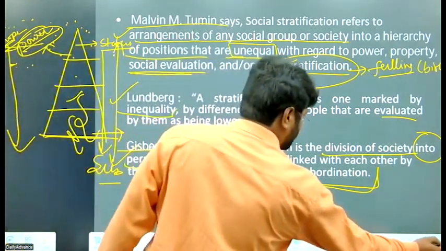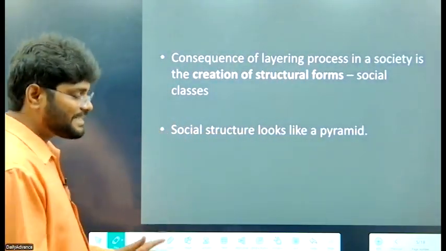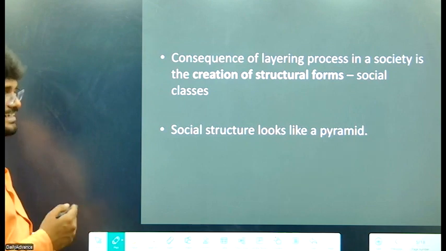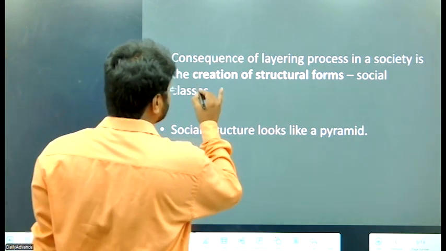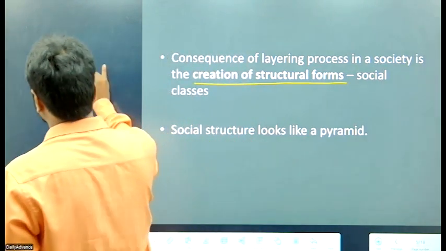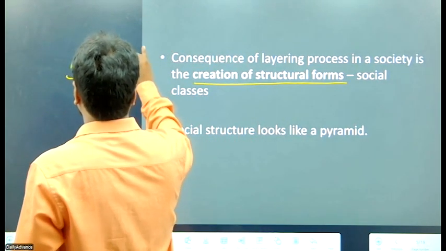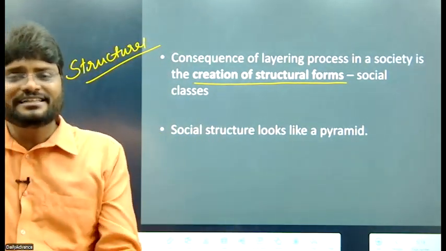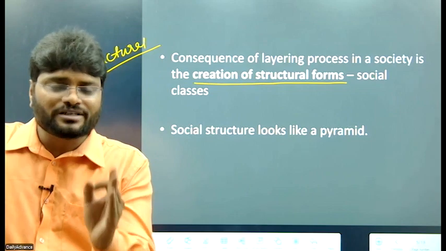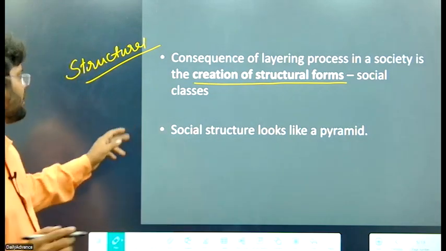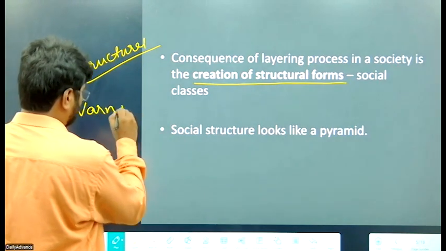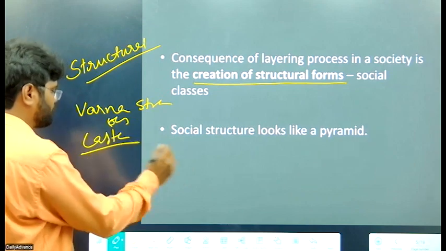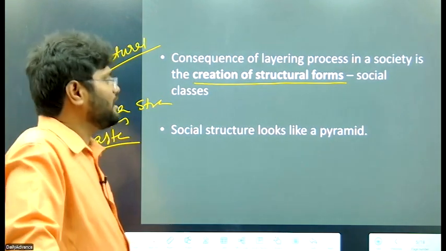Now, what was the result of arranging these groups or classes into higher and lower? It led to the creation of a structure for that society. Structural features. If you remember in our society discussion, what is the structure of Indian society? Indian society rooted its structure in Varna stratification, or caste stratification. The structural feature of India is nothing but Varna or caste.